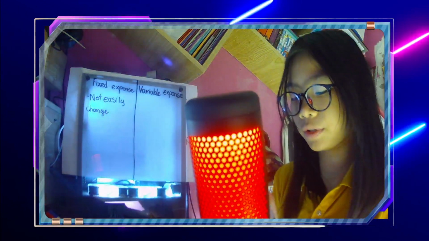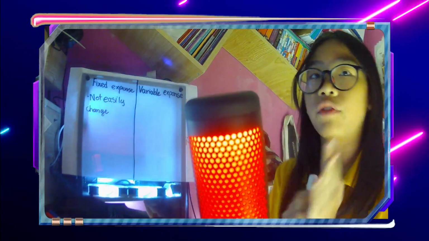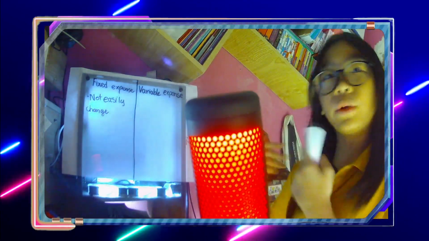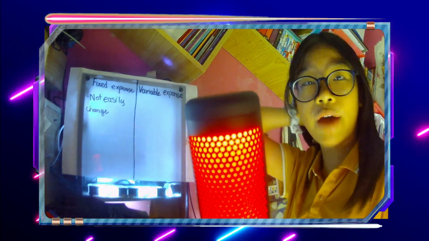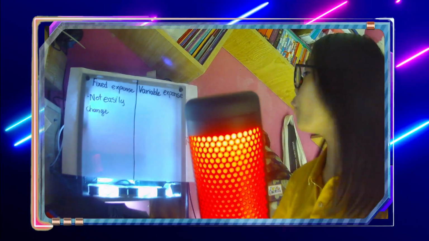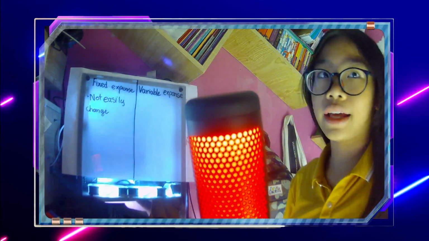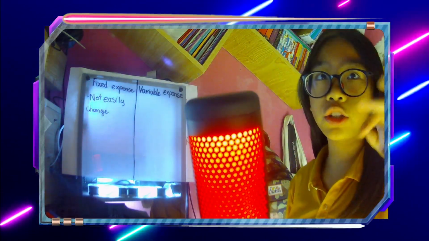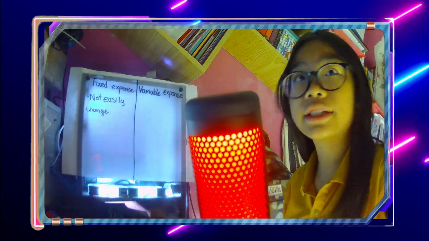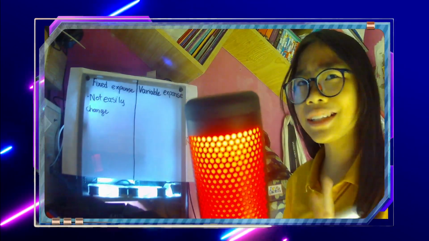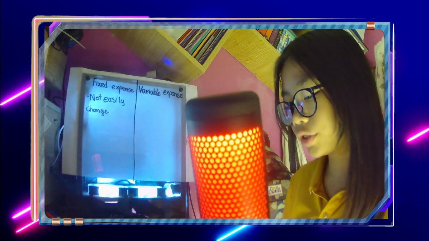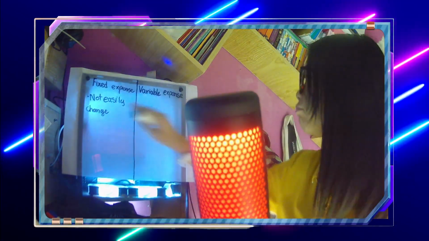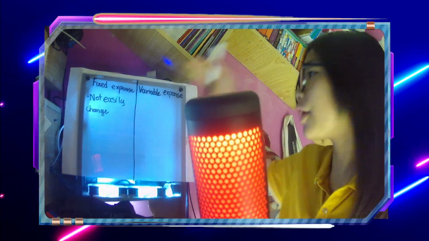Like you have phone bills and you have to pay it every month, every year, every week if the money went out. Yes, you have to pay it. And if you don't pay it, then you're not gonna have money to communicate and stuff. So it is not easily changed, and fixed expenses are not easily changed.